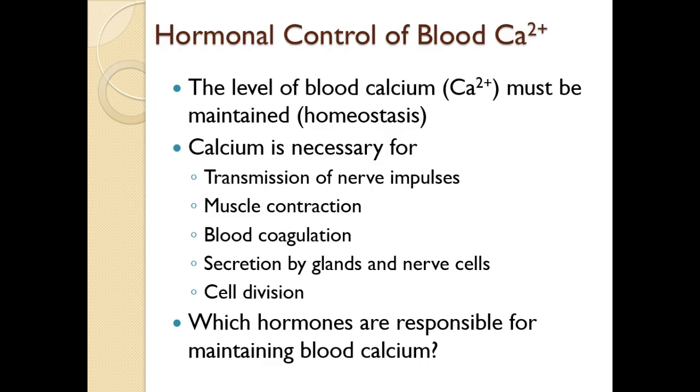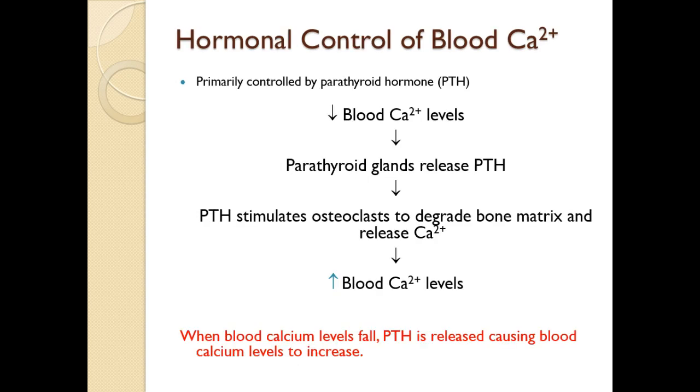All right, so which hormones are responsible for maintaining blood calcium? That's what we're going to cover on the next two slides. So PTH is parathyroid hormone. Notice up here, parathyroid hormone is a hormone, and it's secreted by an endocrine gland. Remember what endocrine glands are? What are they?